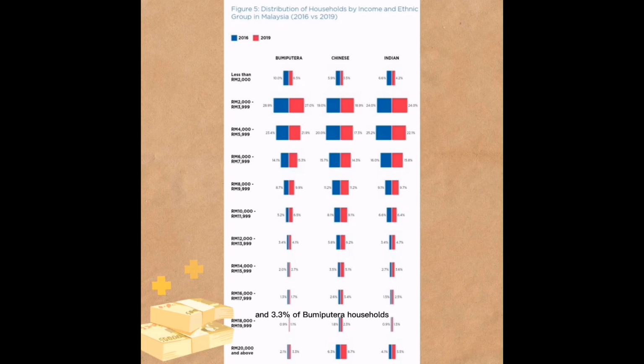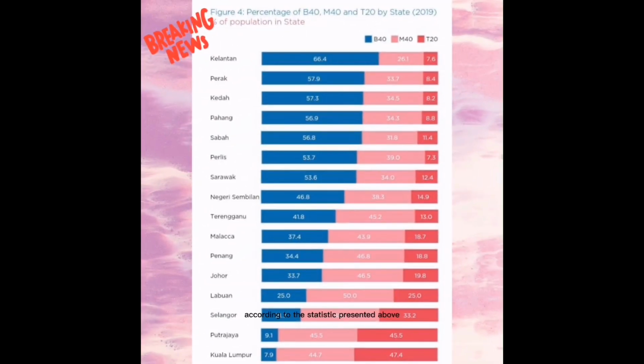3.3% of Bumiputra households. According to the statistic presented above, a greater proportion of households in states with a predominantly Bumiputra population fall into the B40 income bracket. More than 50% of households in states like Kelantan, Perak, Pahang, Perlis, Kedah, Terengganu, Sabah and Sarawak fall under the B40 group. This can be linked to the states' slower rates of development and investment over time.